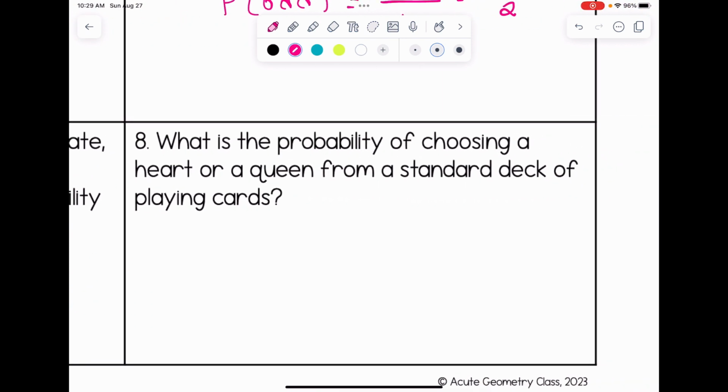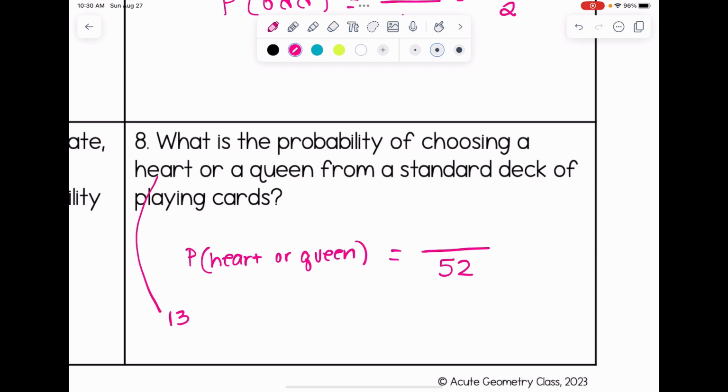And last problem, what's the probability of choosing a heart or a queen from a standard deck of playing cards? For some people, the playing card questions can definitely be a little tricky. So the probability of a heart or a queen. Okay, the first thing I want to mention, I'm actually going to do the denominator first. A standard deck of playing cards has 52 cards, and we're going to put that as our denominator. Now let's determine the heart and queen possibilities. For heart, that's one of the suits. There are 13 hearts.